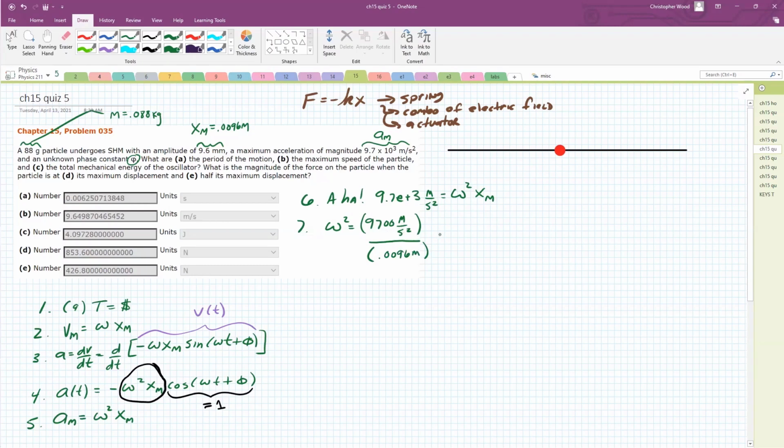And you can remember, you're going to take that and say, well, if that's omega squared, I know that omega also equals 2 pi over T. So then just solve for T. Solve for T, and that will be the answer to part A, because I know I'm going to get omega squared thanks to maximum acceleration. All right, and then I know what to do with that.